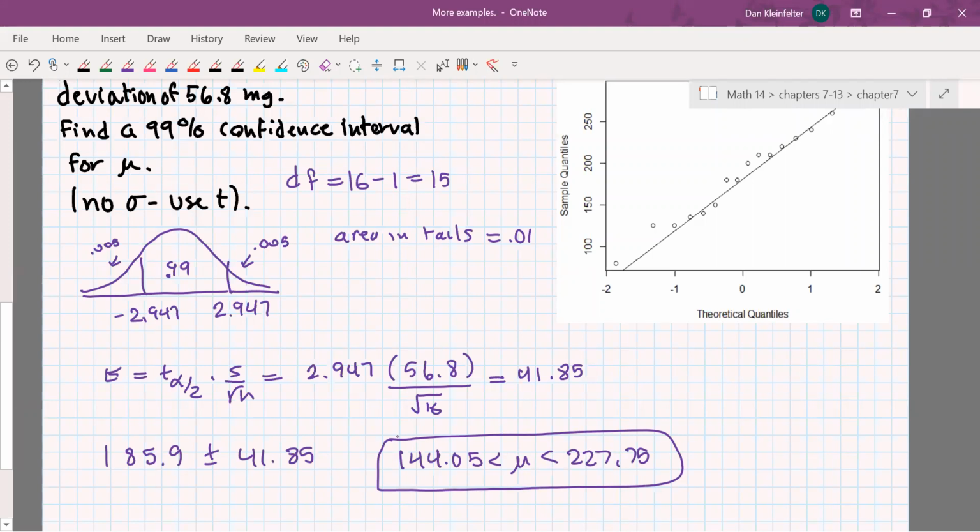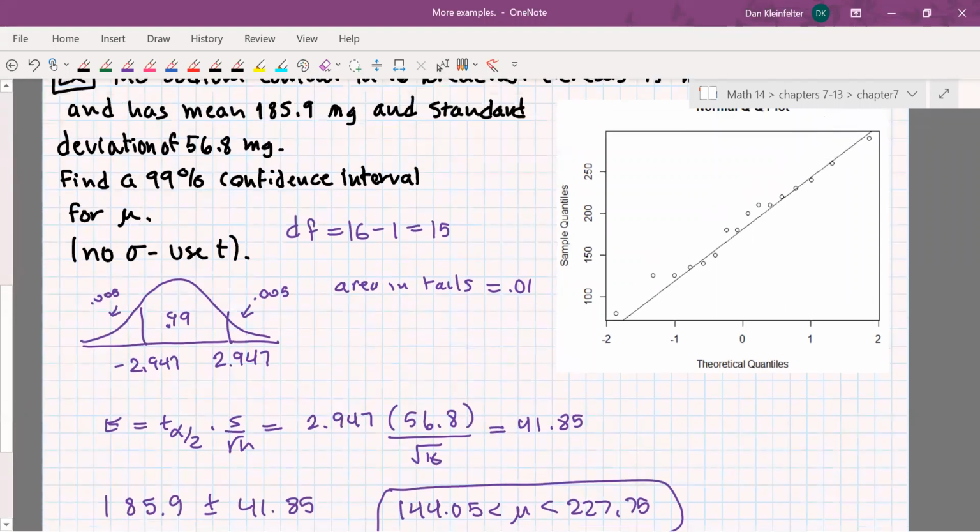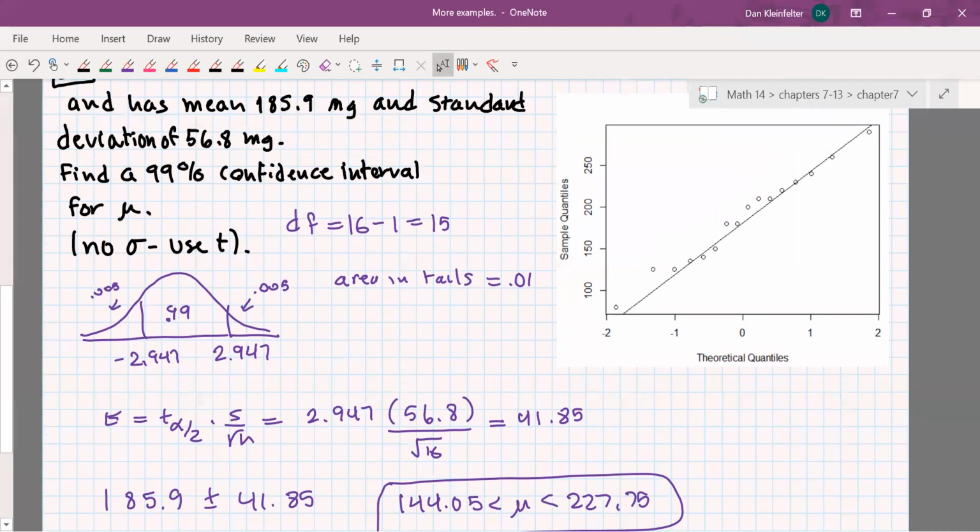As an exercise for you, if you feel like it, figure out what a 90% confidence interval would be. Would it be narrower or would it be wider? So those are some things to think about.